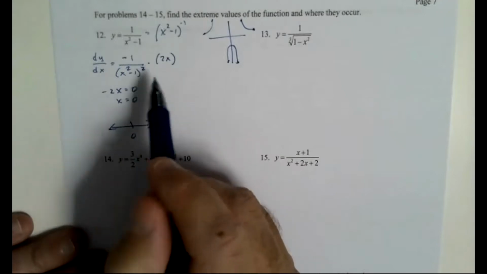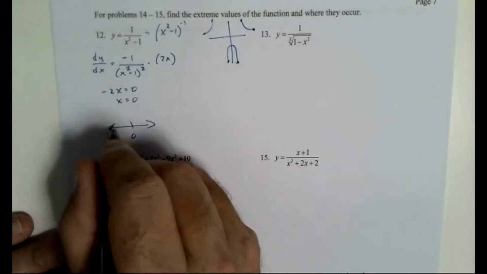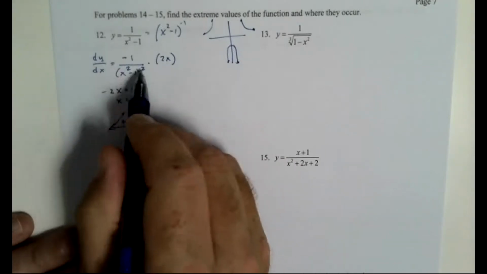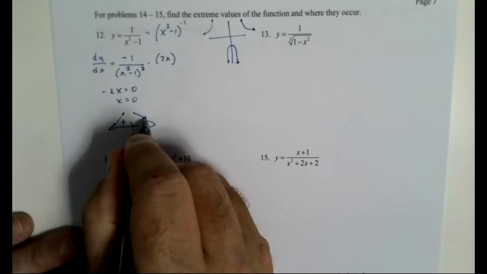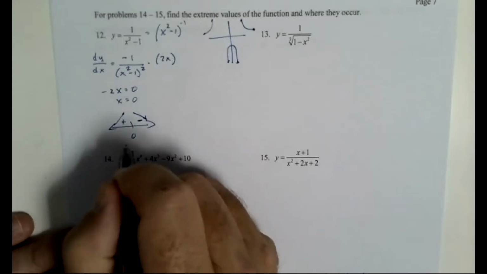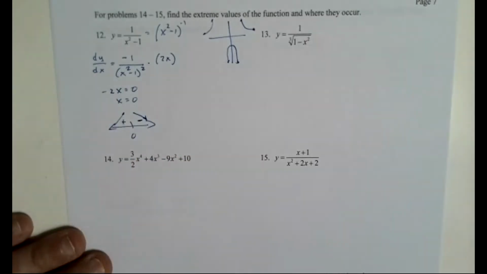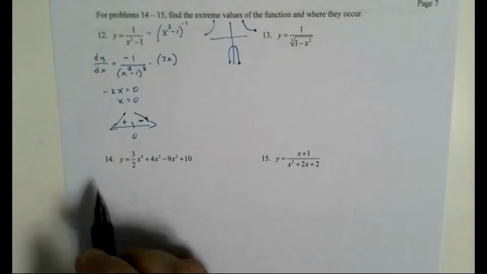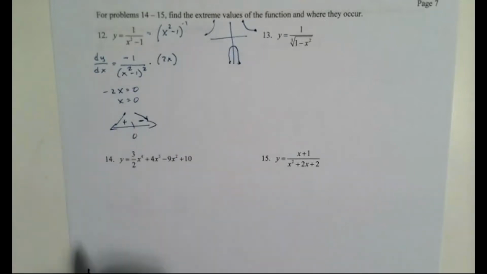Plug it into the derivative. If I plug in negative 1, I get a positive. If I plug in 1, I get a negative. The bottom squared, so I don't even check it. This is a max. So that is a max, and as you can see, it occurs at 0.